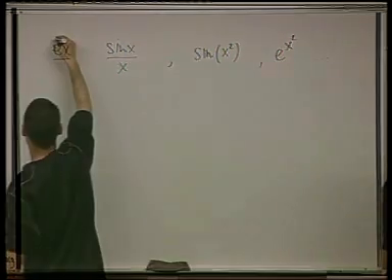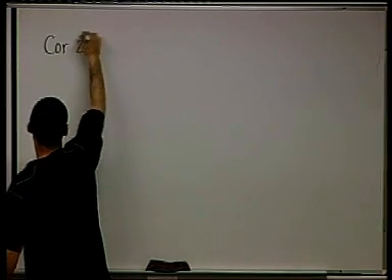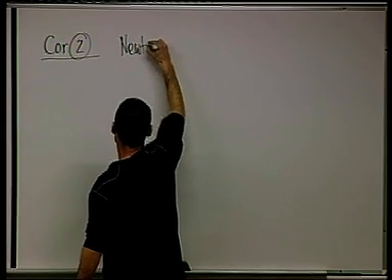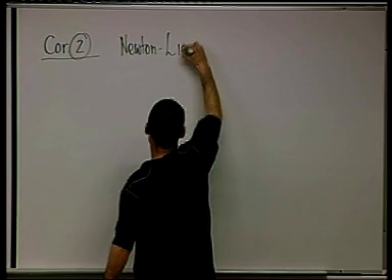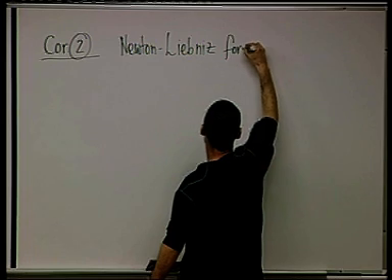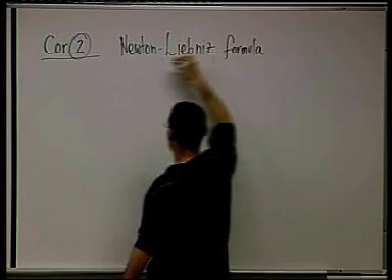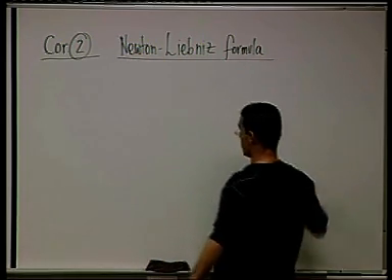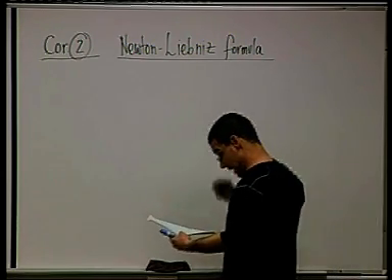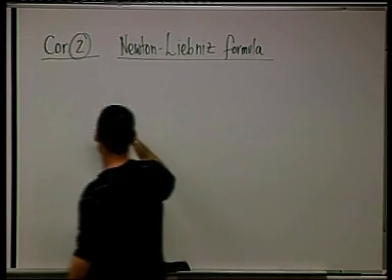So corollary number 2 is called the Newton-Leibniz formula, named after these two great mathematicians and scientists. And I'm going to phrase it the following way.